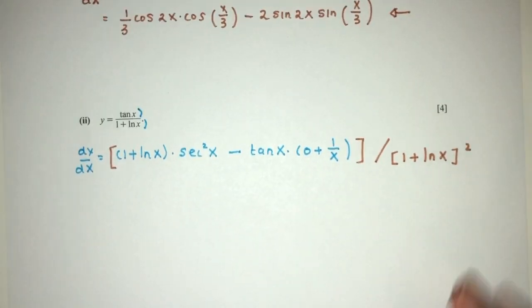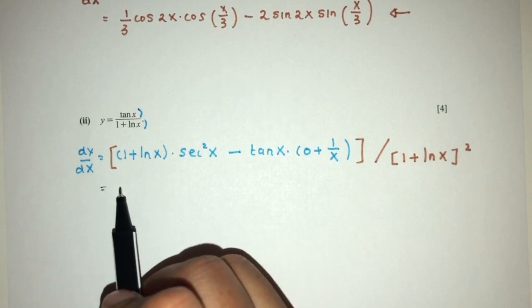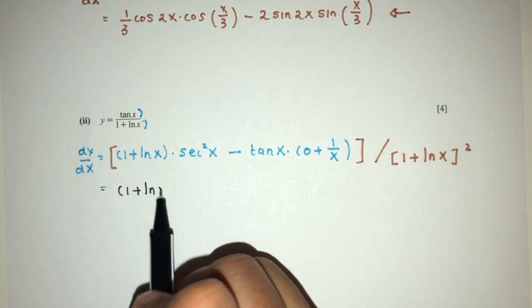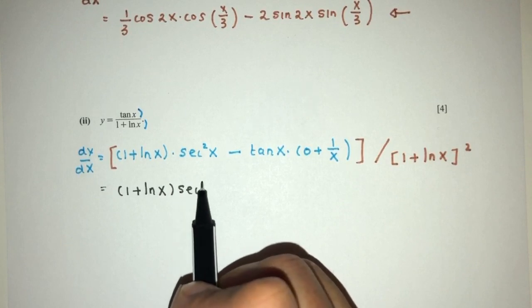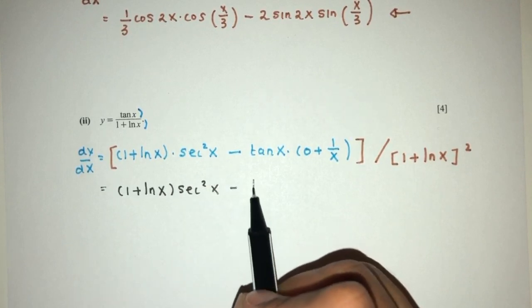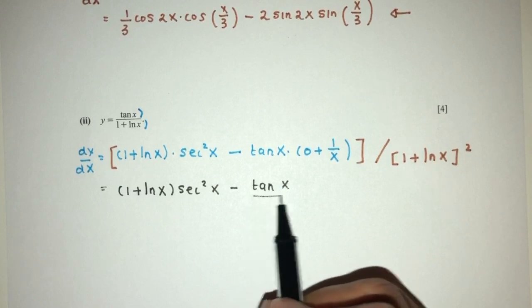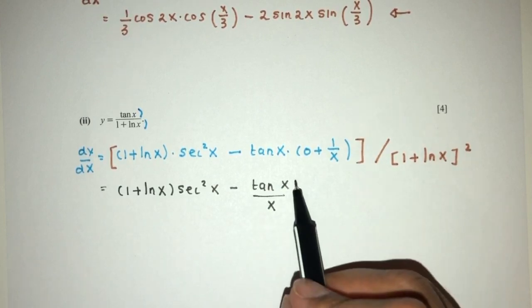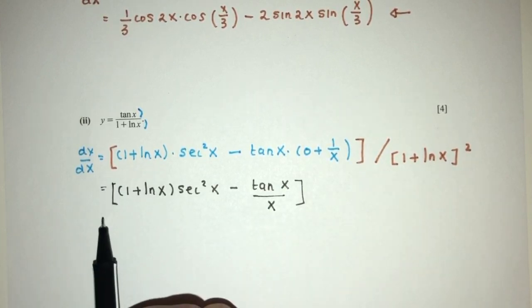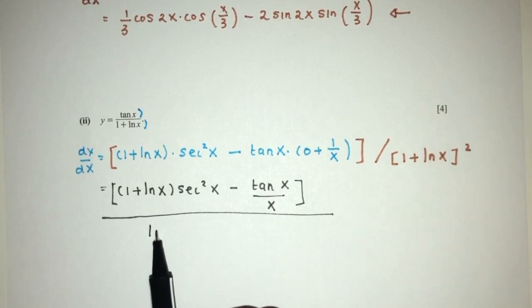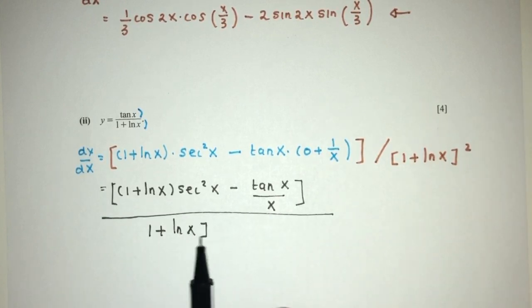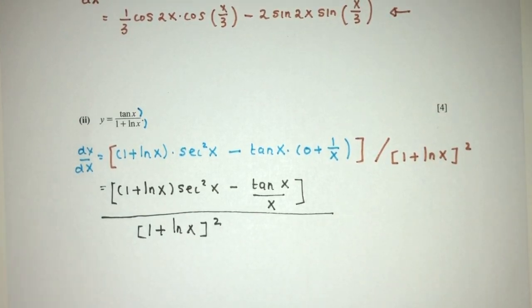Now simplify to see what happens. That will be 1 plus ln of x, this value, and minus tan x over x, this, and divide by 1 plus ln of x square. Now you can leave this just like that, or if you want to simplify some more, you can do that as well. But that's the main idea. You have to apply the quotient rule to solve this question. Now let's move on to question number 11.